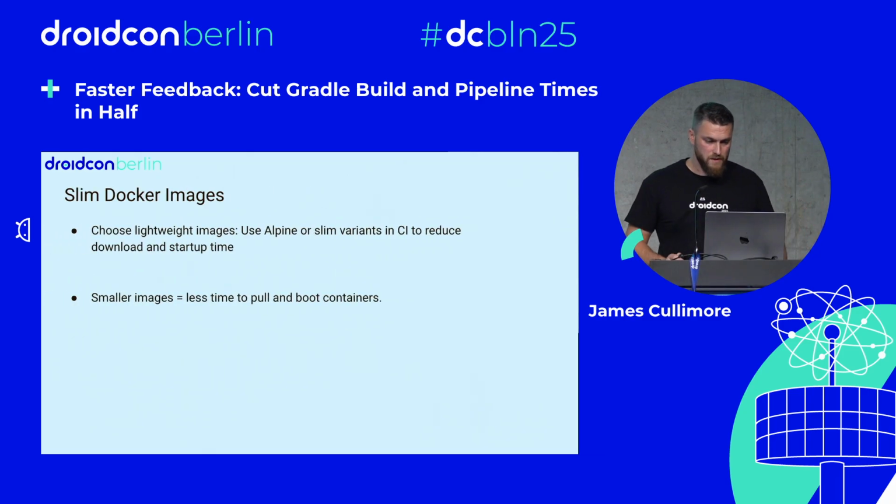When running builds on CI, the Docker image you use can make a surprisingly big difference. Slim images are smaller, which means they download faster, start faster, and use fewer resources on the agent. Even if each image only saves a few megabytes, multiply that by dozens of builds per day and many team members, it really adds up.